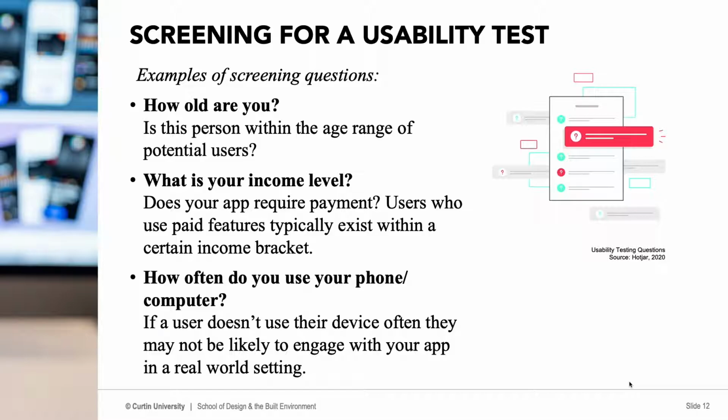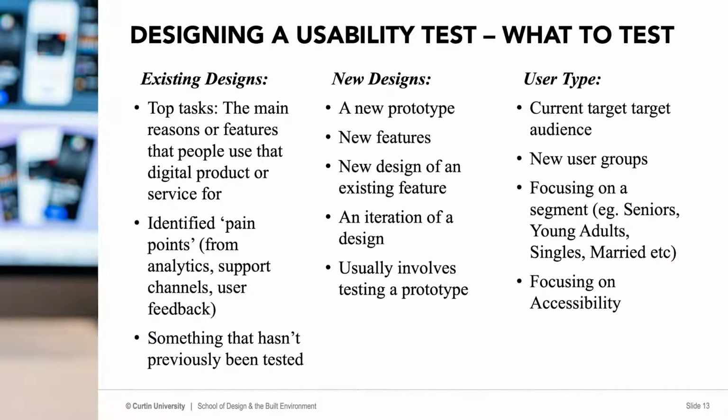How often does that person use a phone or their computer? If that person doesn't use their device very often, then maybe they're not the right people to engage with this kind of test in your real-world setting. But maybe they might be. So maybe you're creating an app that's specifically for people who don't use technology very much, and you need to make sure that your app is highly usable, really intuitive. Then in that case, it might be something that's relevant. So these are some examples of screening questions that you might want to consider in your process.